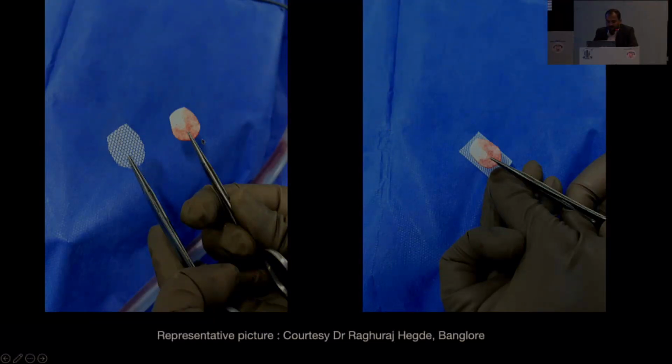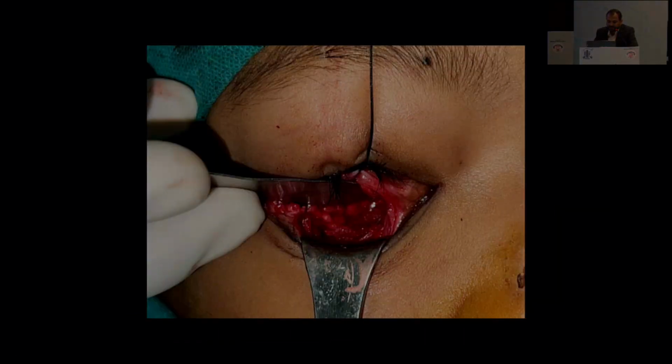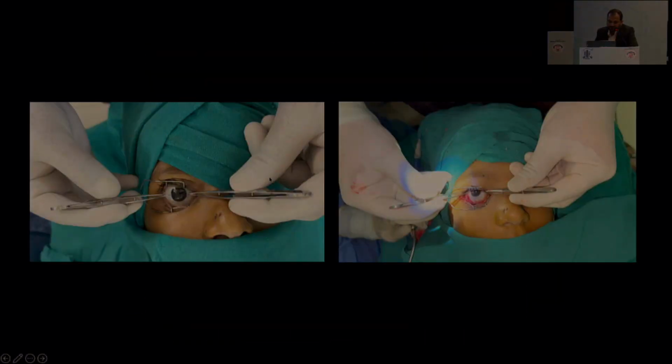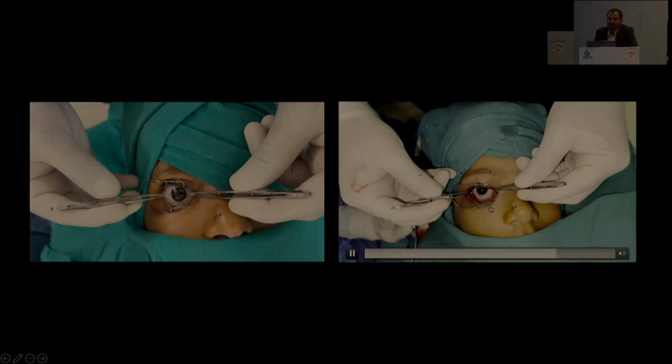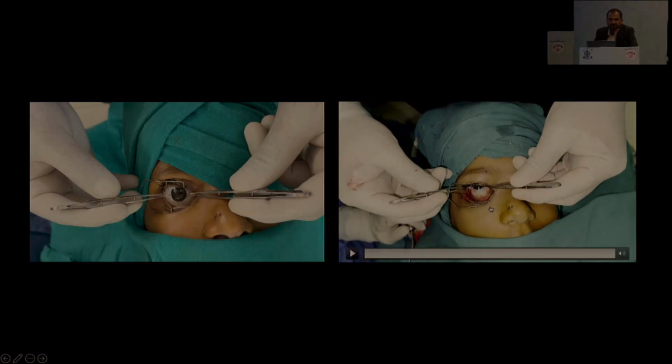This is how we take the template with the help of a paper, and then we fashion it to the desired size and shape, and this is how the implant was placed. At the end of surgery, we confirmed the release of the muscle from the fracture site.